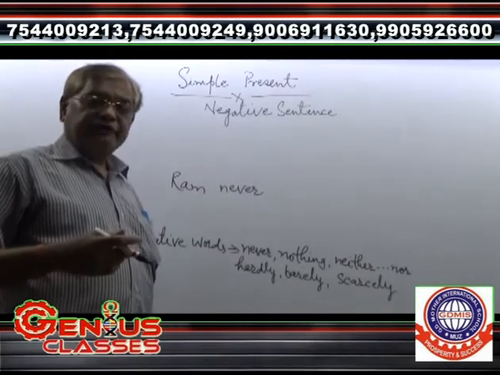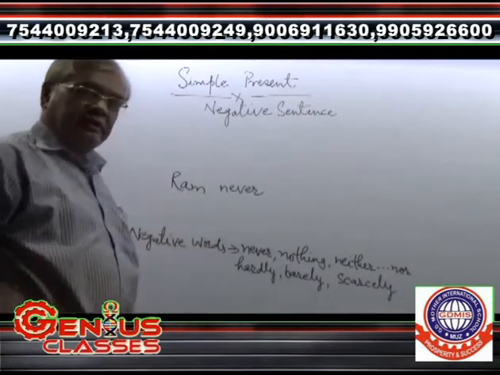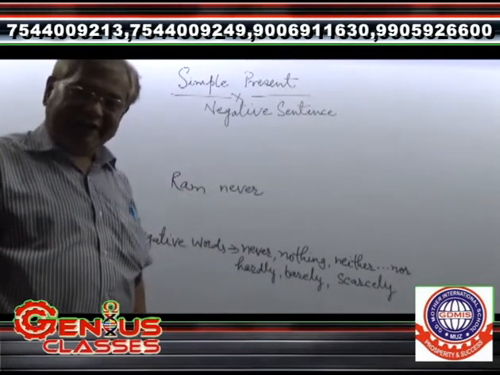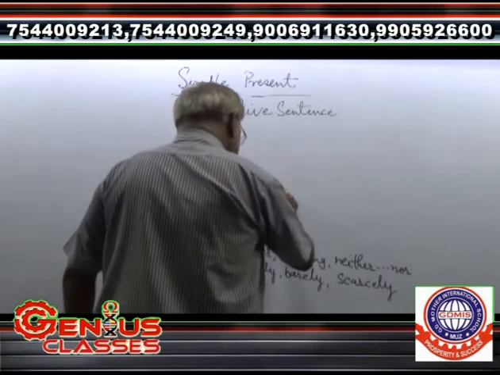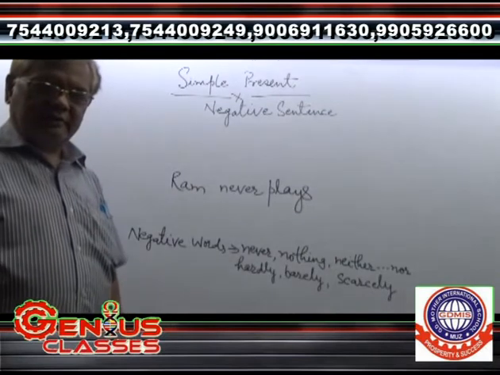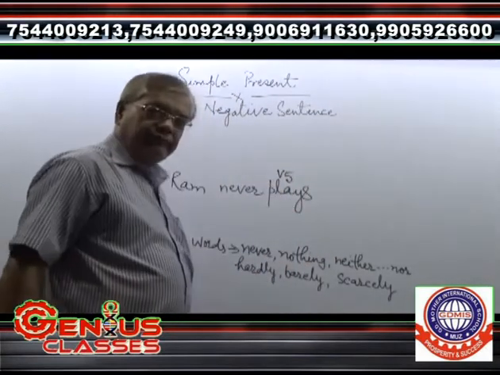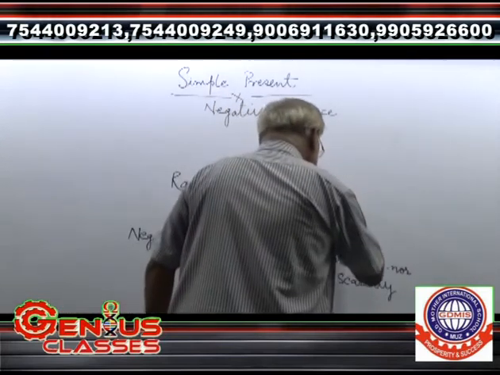So the main verb is V1 or V5. Ram is third person, that is he. So here we shall write plays, that is V5. Ram never plays cricket.